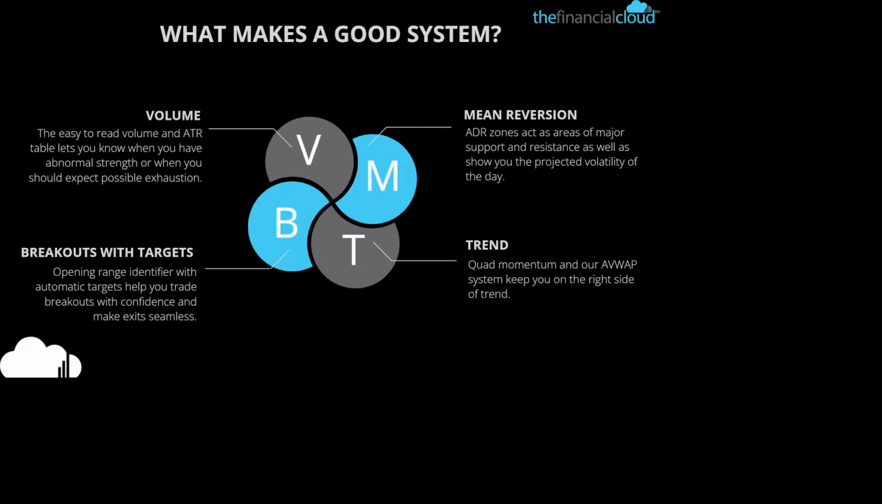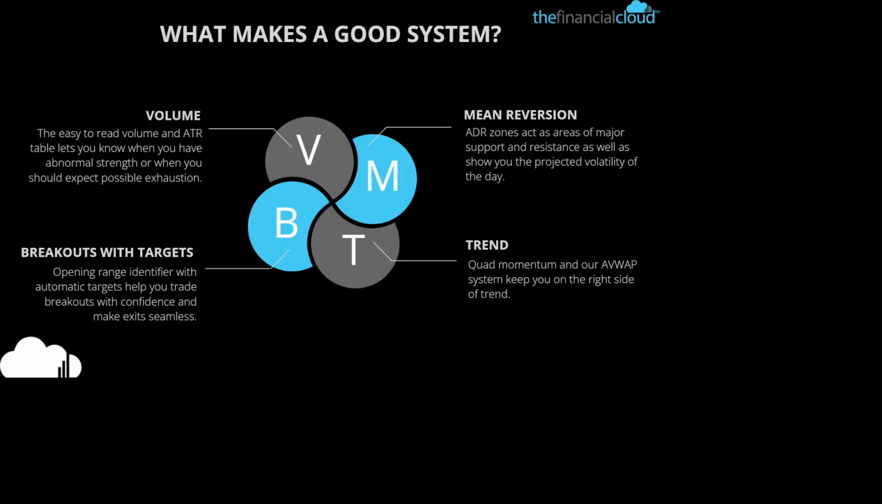Obviously, one of our favorite ways to play a breakout is our opening range. Automatic targets building off of our opening range. This makes playing the breakout easy. You can have confidence in it, and you know where to exit. It automatically builds on your screen as the day progresses. For mean reversion, we have ADR zones. These act as major support and resistances, as well as show you the projected volatility of the day.